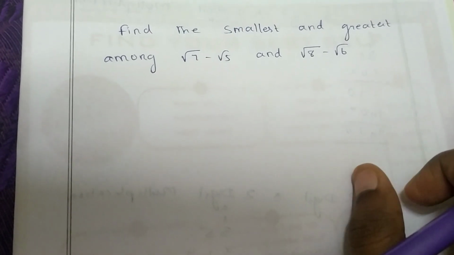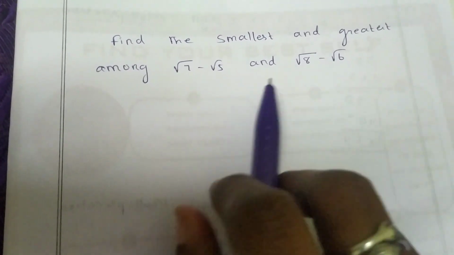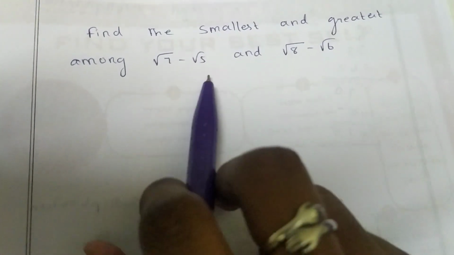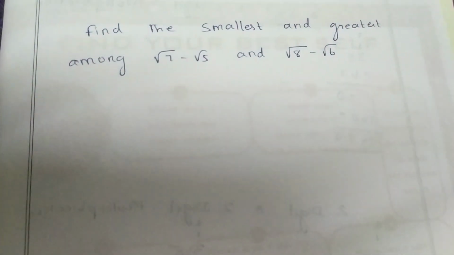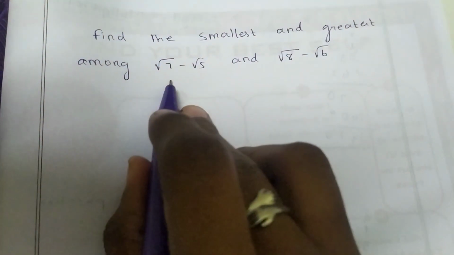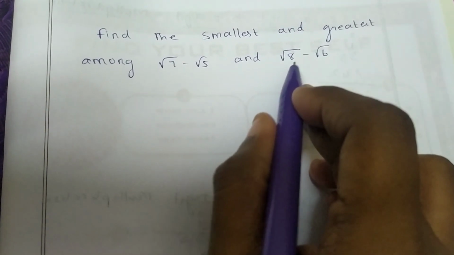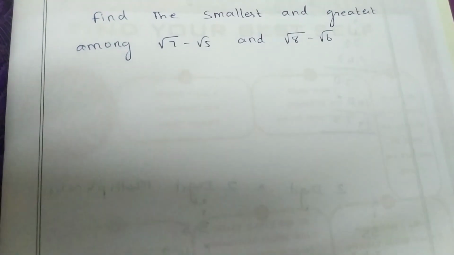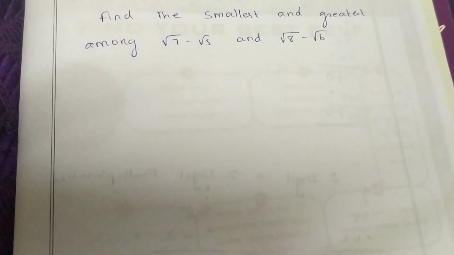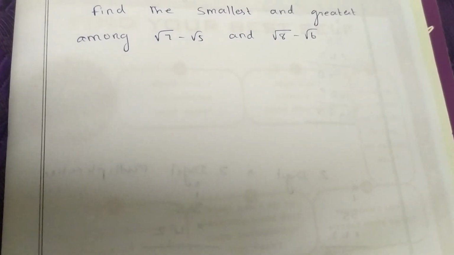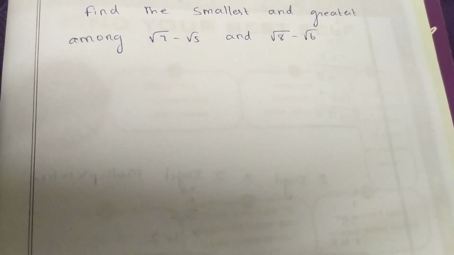In this video, I am going to tell you the problem which is: find the smallest and greatest among root 7 minus root 5, root 8 minus root 6. Actually, by seeing itself you can see that 7 minus 5 is 2, and here also 8 minus 6 is 2. So you can't tell directly which is the greatest and which is the smallest. So I'm going to use the rationalizing factors method to find the smallest and the greatest.